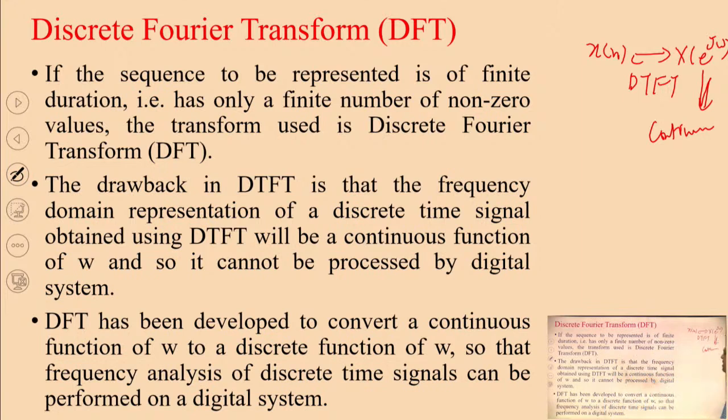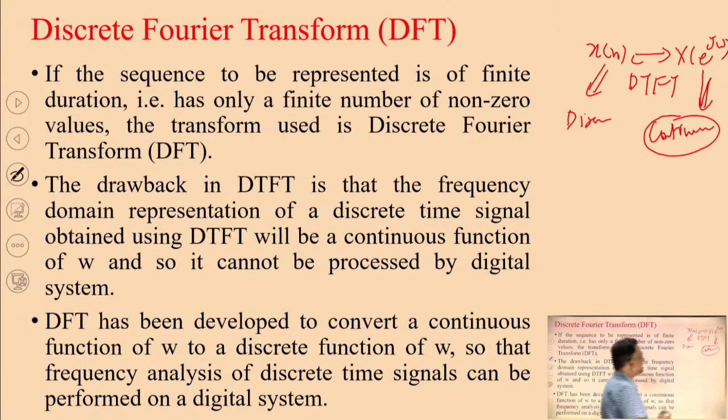Let us suppose we have to analyze this signal using some simulation software or a digital computer. In a digital computer, infinite values cannot be stored. You can see here x[n] is discrete, so there is no issue, but here it is continuous, and we cannot deal with continuous values in digital computers. So what do we have to do?